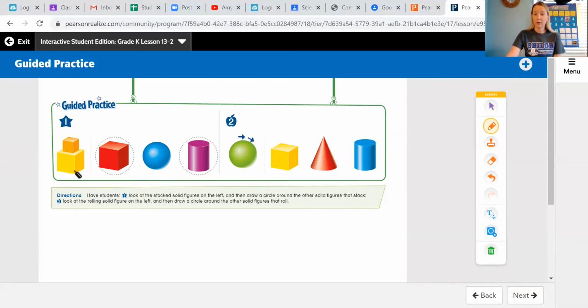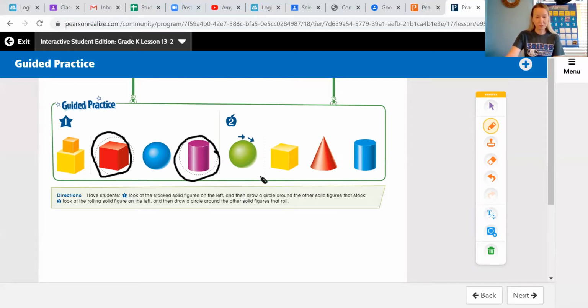And remember, if it can stack, it has to have a flat edge. Does this cube have a flat edge? It sure does. So it could stack on top of these other cubes. Does the sphere have a flat edge? Nope, so we cannot stack it. Does the cylinder have a flat edge? Sure does. It has 2 flat edges, one on the top, one on the bottom. So we can circle that because we are able to stack the cylinder.